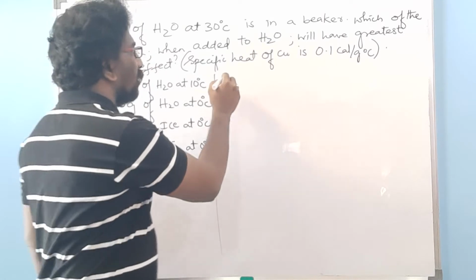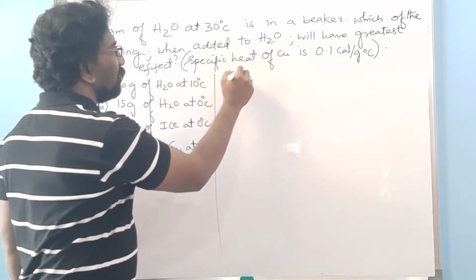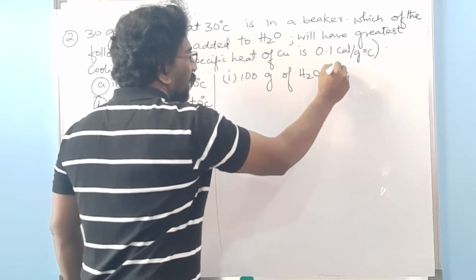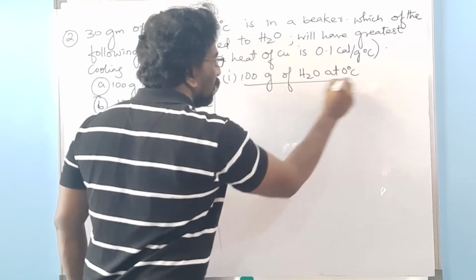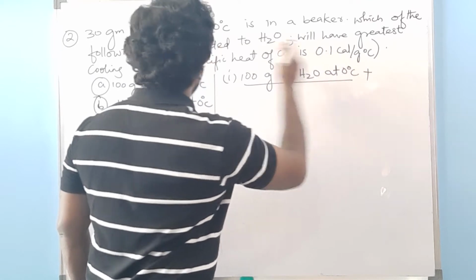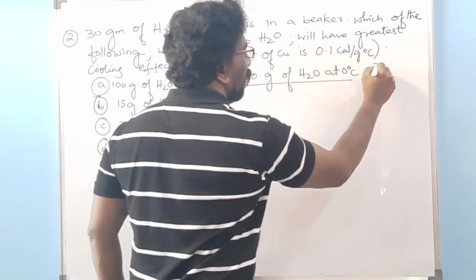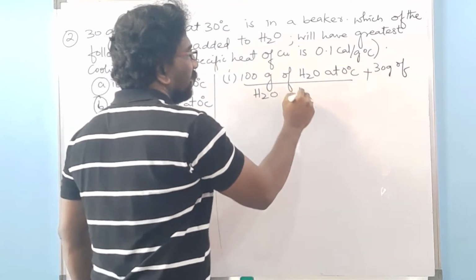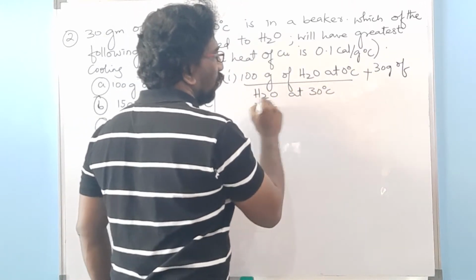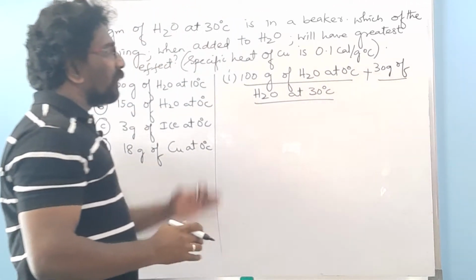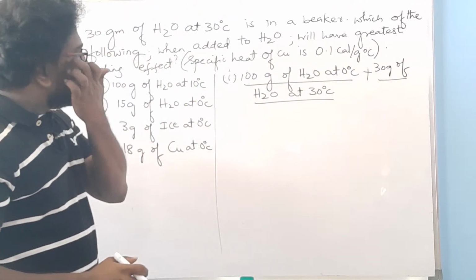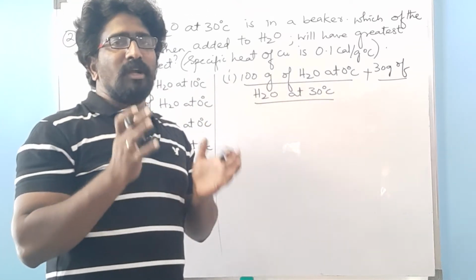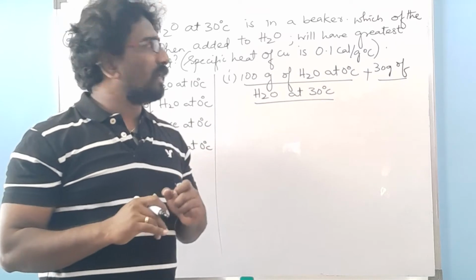I'll consider mixing of 100 gram of water at 0 degrees Celsius with 30 gram of water at 30 degrees Celsius. Okay, this is my question. Whenever I mix this, I should find out the temperature of this solution, and ultimately I should come to a point of which will have the greatest cooling effect.